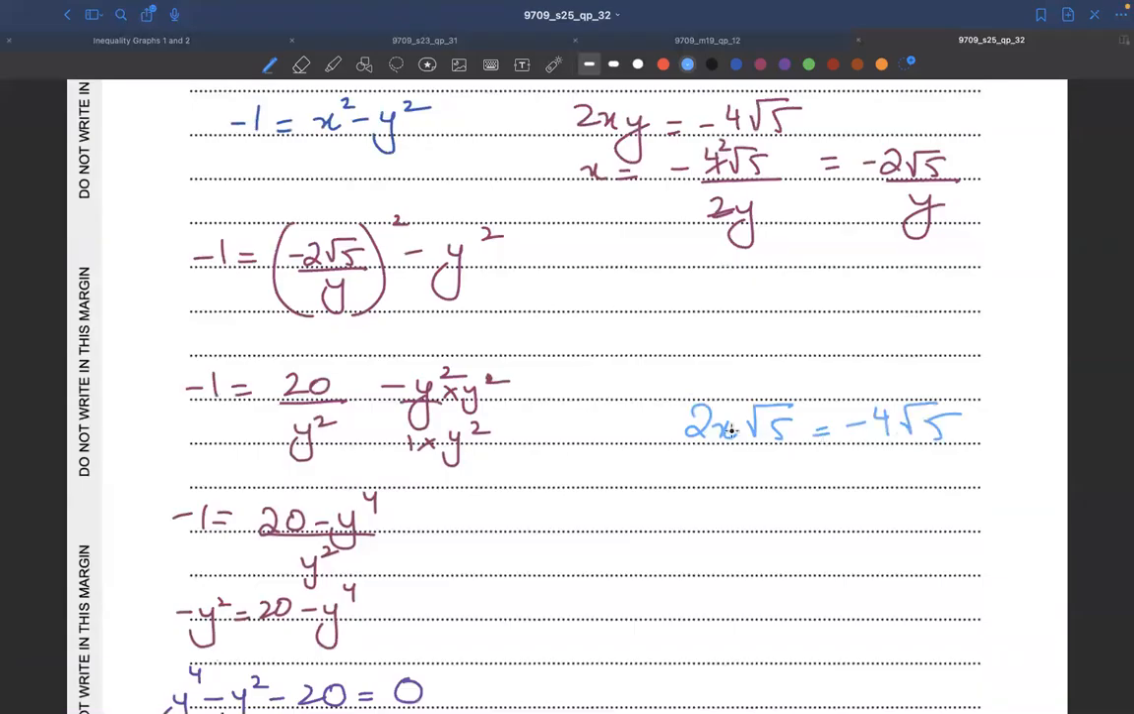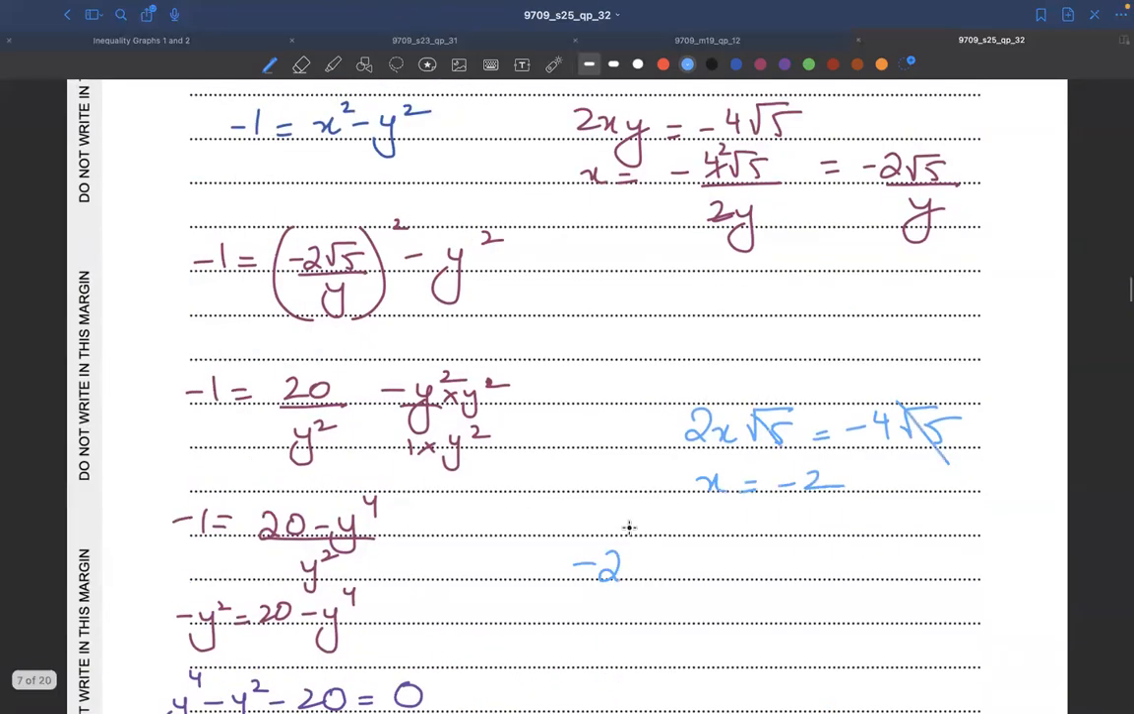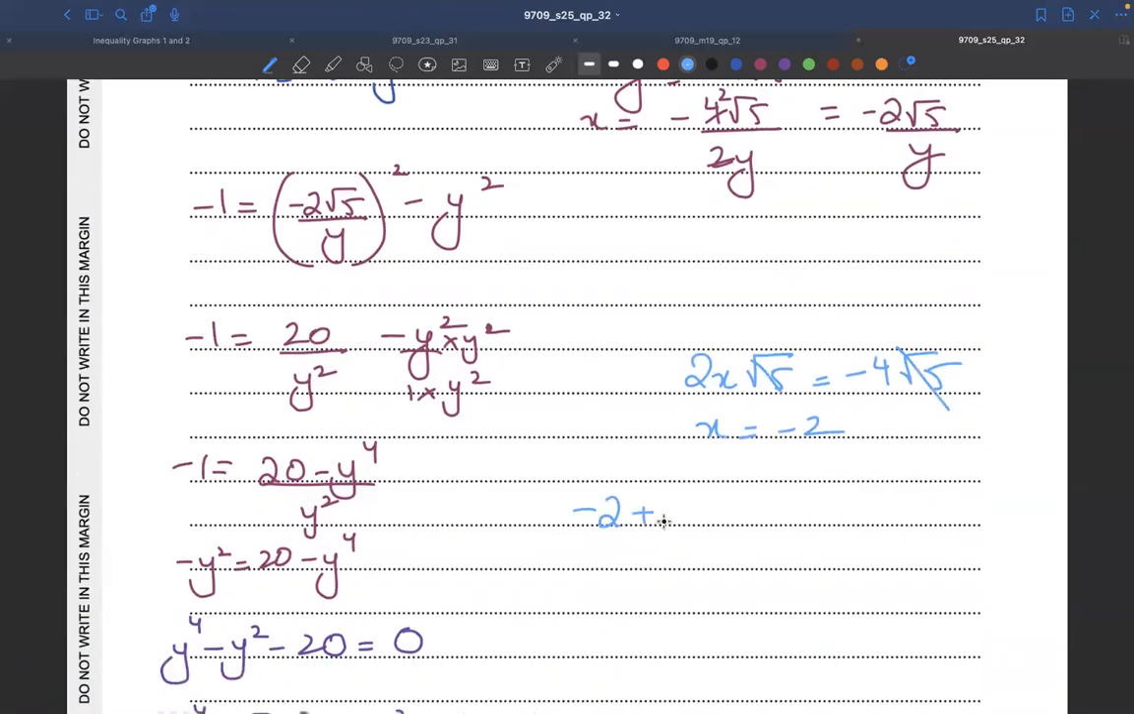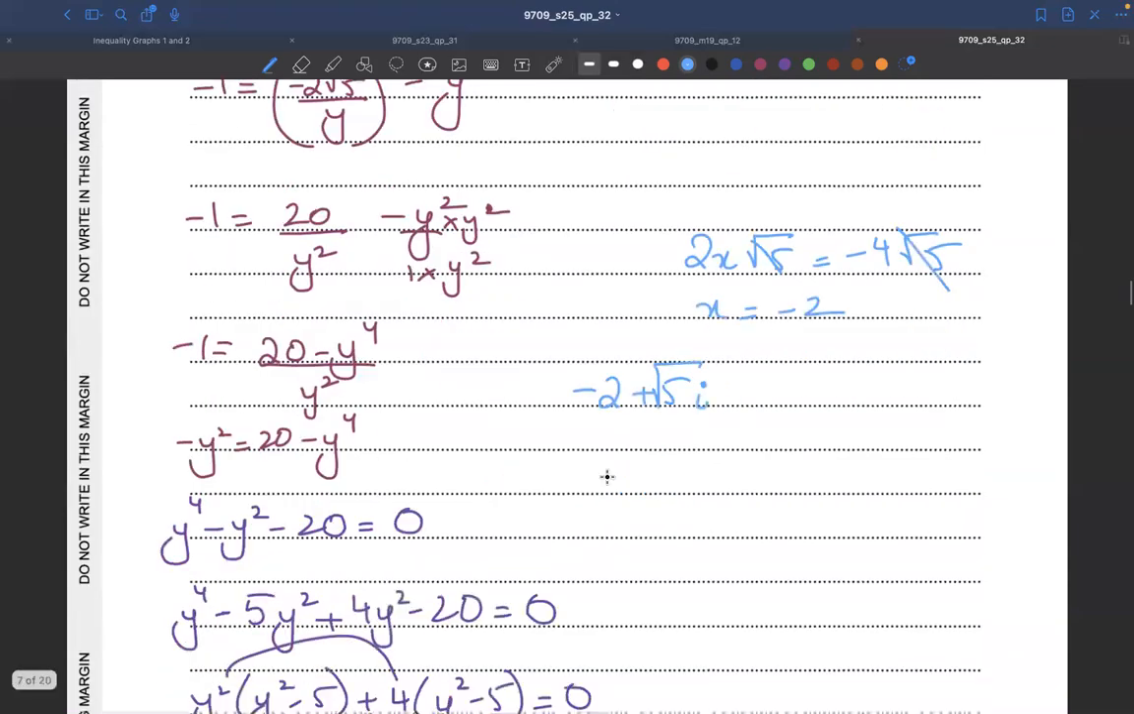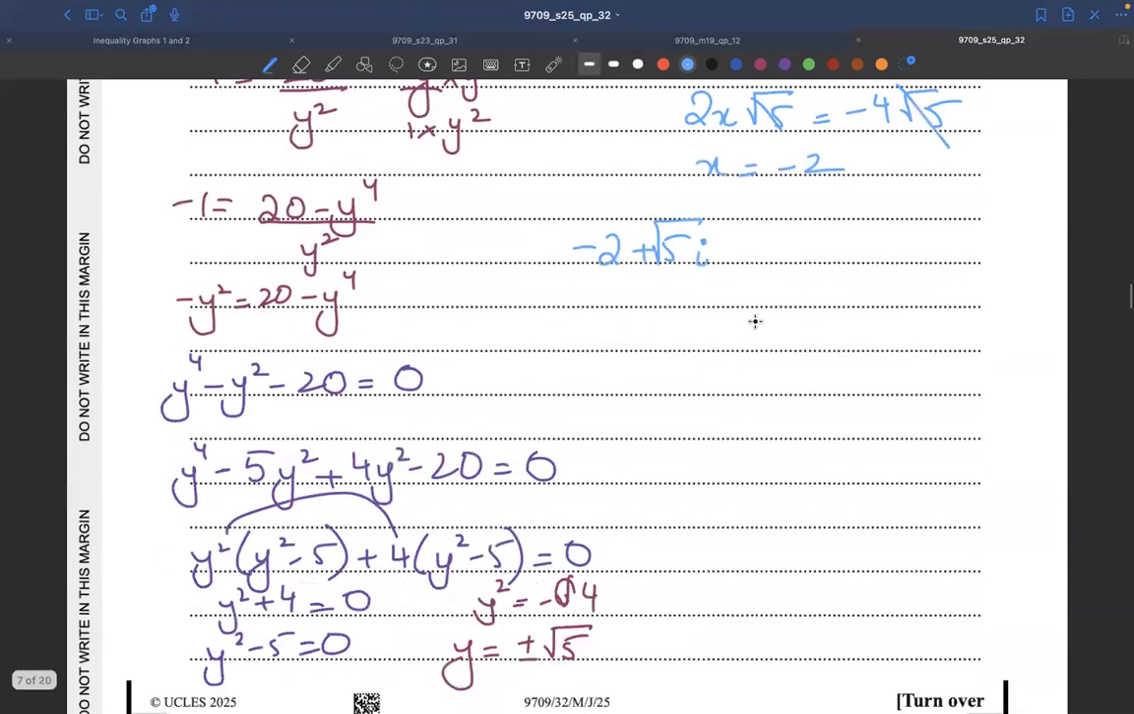So now cancelling root 5, the x value would be equal to minus 2. So one of the complex values would be minus 2, and the y value was taken as plus root 5 iota. So this will be minus 2 plus root 5 iota. And to find the other root, we'll substitute minus root 5 into the equation.